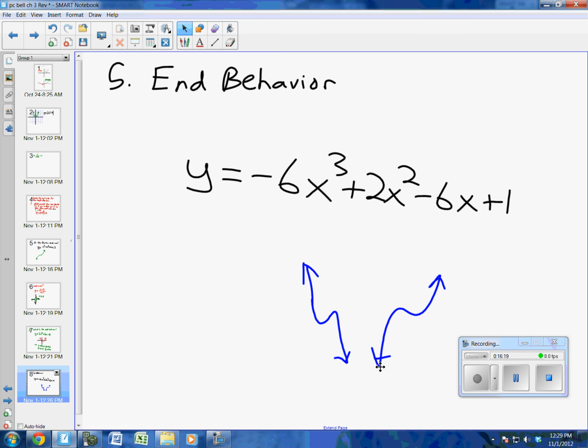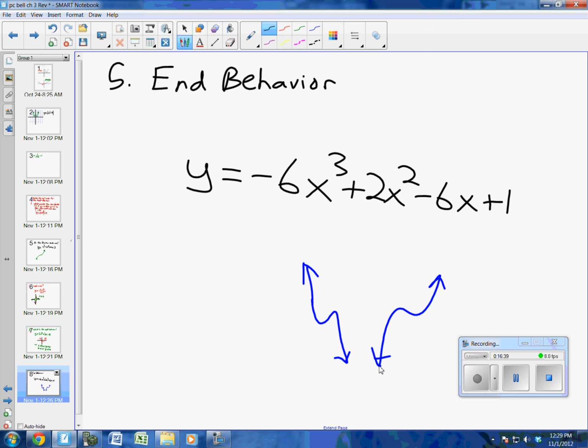Okay, as x approaches negative infinity, y approaches infinity, and as x approaches infinity, y approaches negative infinity. That would be right there. That's right. Okay, all right. I'm just going to write it down. This takes too long to write this way, you guys.